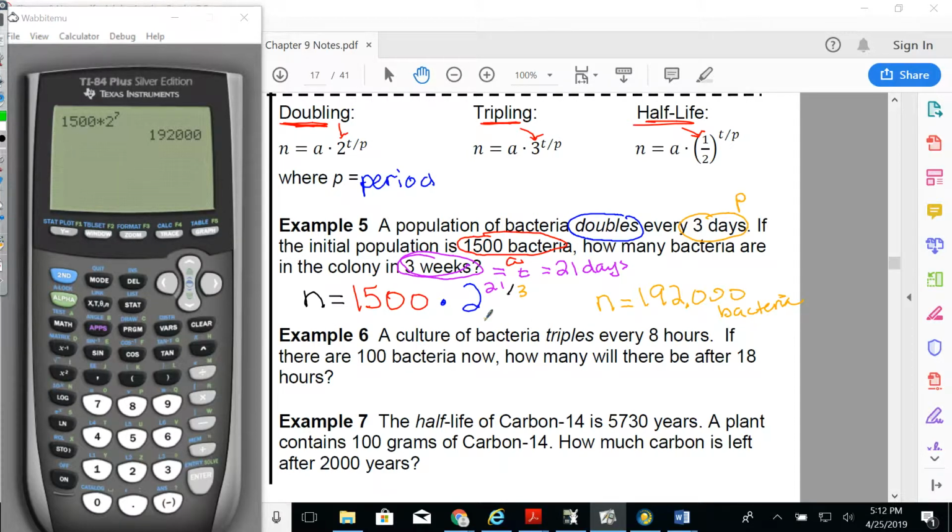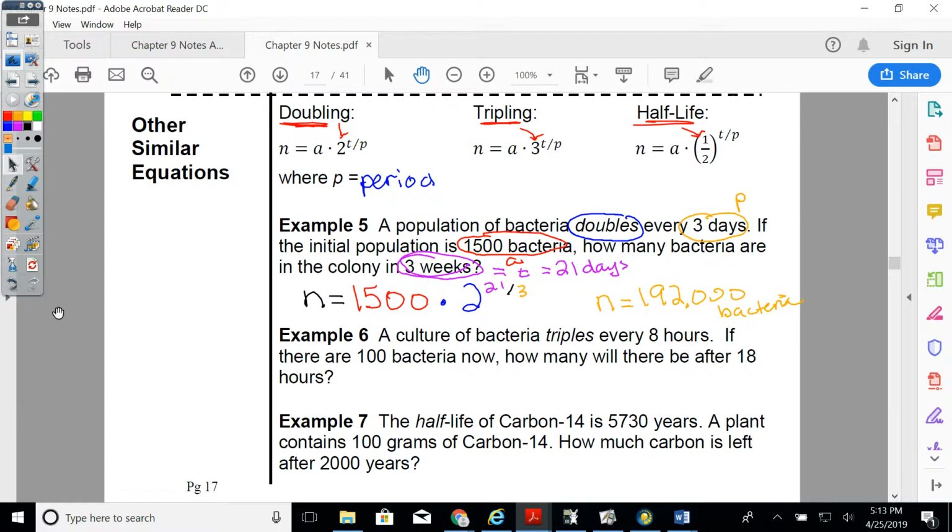All right, so here it's actually 100% growth that the R value would be, because 1 plus 1 is 2. So if you wanted to get the R, you could, but when it doubles, that's 100% growth. All right, for example 6, a culture of bacteria triples every 8 hours. If there are 100 bacteria now, how many will there be in 18 hours?